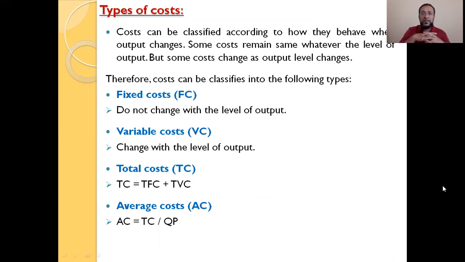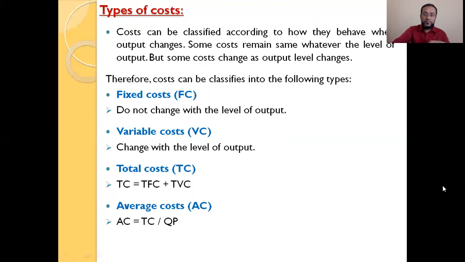Costs can be classified according to how they behave when output changes. Some costs remain the same whatever the level of output, but some costs change as output changes. Therefore, costs can be classified into the following types. First, fixed cost, which does not change with the level of output. Then comes variable cost. This type of cost changes with the level of output. Then we can calculate total cost by adding up fixed cost and variable cost, and next we can calculate average cost. Average cost means the per unit production cost.